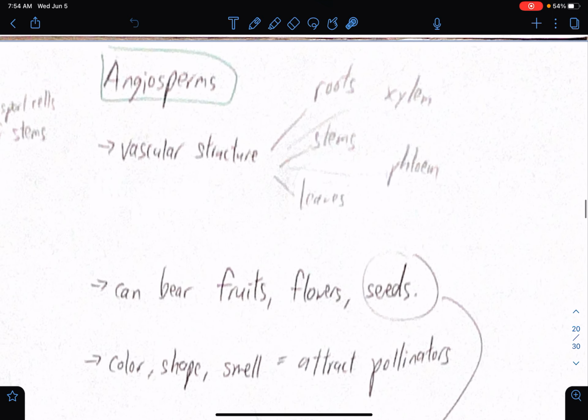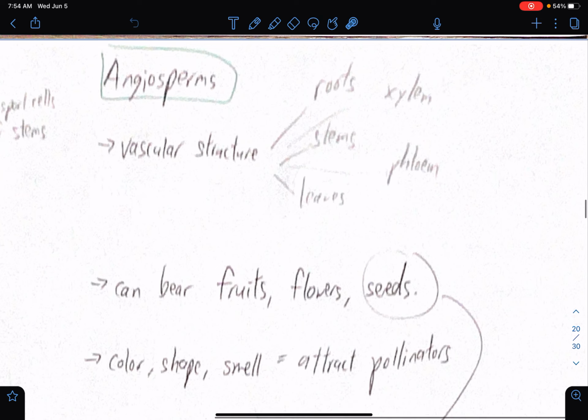Angiosperms. They have a vascular structure: roots, stems, leaves, xylem, phloem. They can bear fruits, flowers, and seeds, like I said earlier. What are the factors that make them attractive to pollinators, natural pollinators such as bees? Three of them are color, shape, and smell. So, yeah.